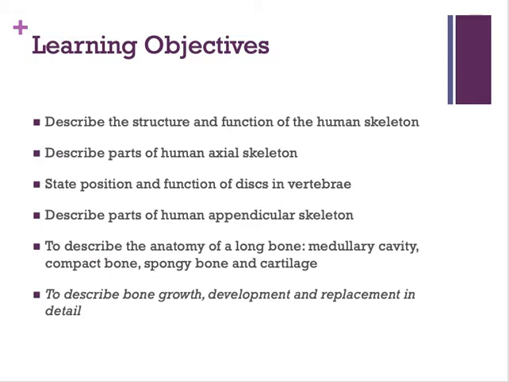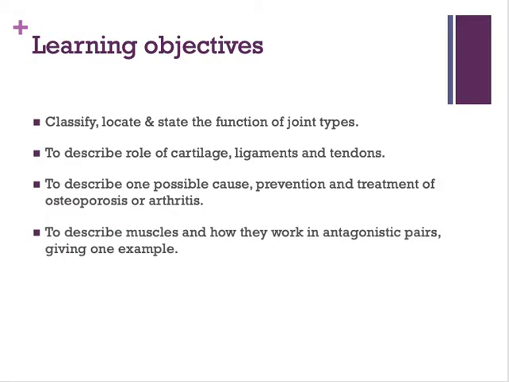Then we'll be looking at bone growth and development and how that happens. We'll also be looking at the different types of joints that you have in your body and looking at the role of cartilage, ligaments, and tendons in those joints. Then we'll look at arthritis and talk about the causes and effects and possible prevention and treatment. And then we'll talk about how muscles work in pairs at the end of the chapter.